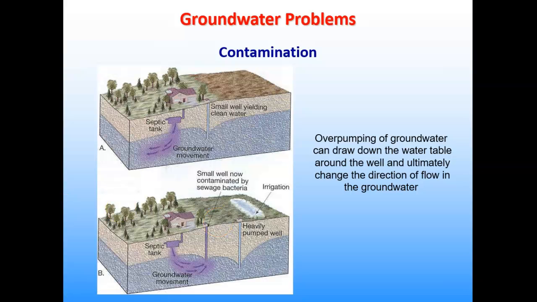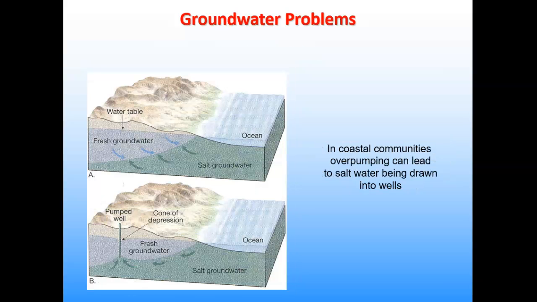So changing the shape of the groundwater table by over pumping, if it's local or over a large area, can change the direction of the water flow. And of course, if it's related to pollution, now I'm moving the pollution around in different directions. So definitely an issue for pollutants like that.